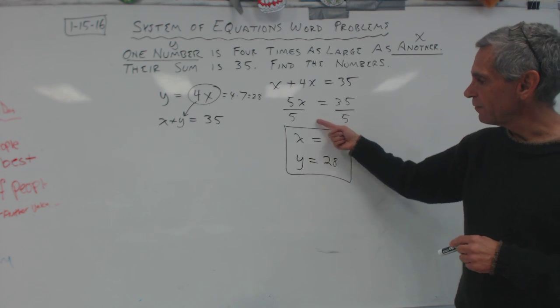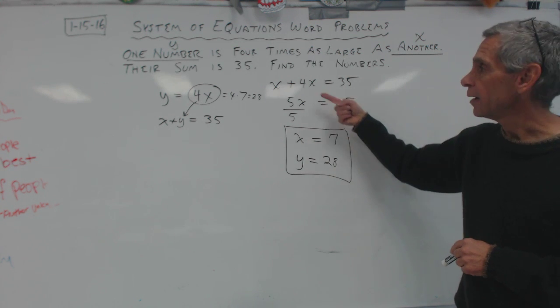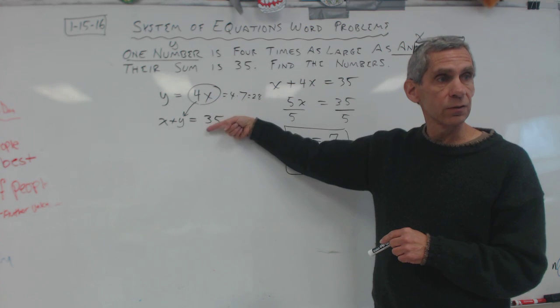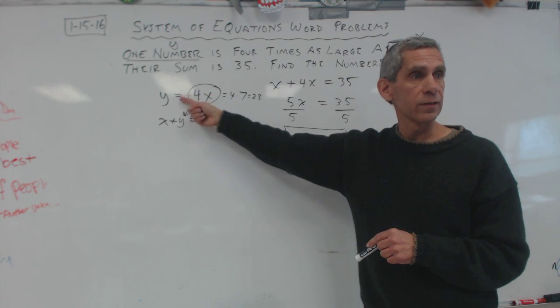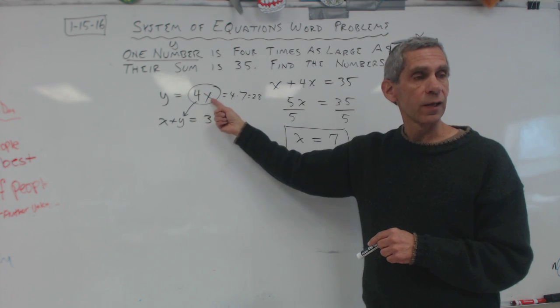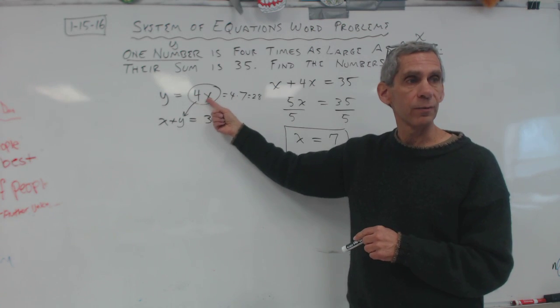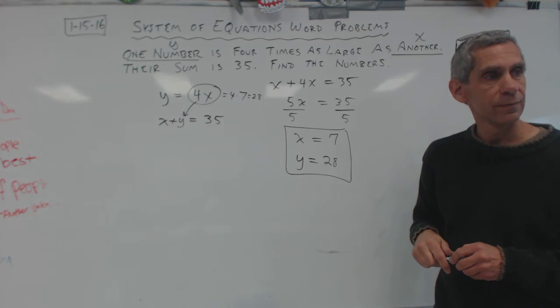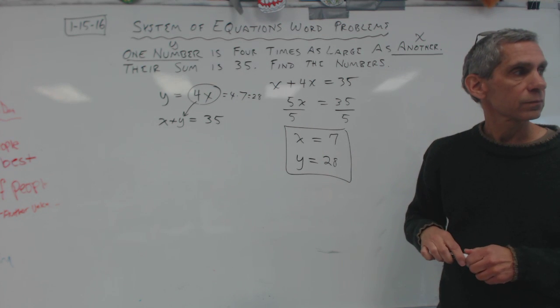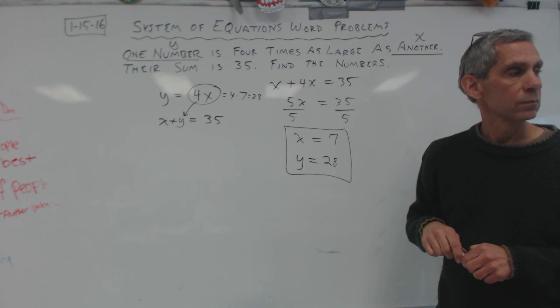Because once I found out that x is 7, I go back to my original equations, and I've got y is equal to 4x, 4 times x. So substitute 7 in for x, 4 times 7 is 28. Does that make sense? Even if you don't believe that, you can just add 7 plus 28, which equals 35.